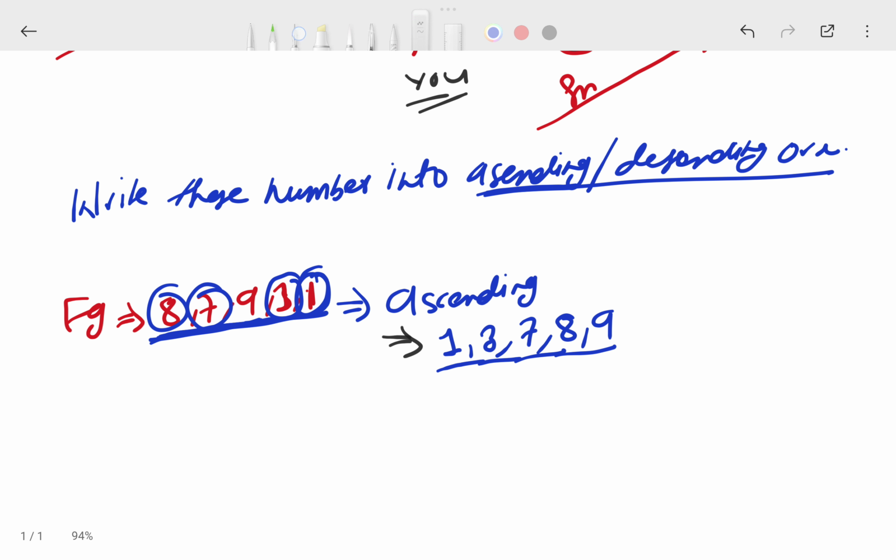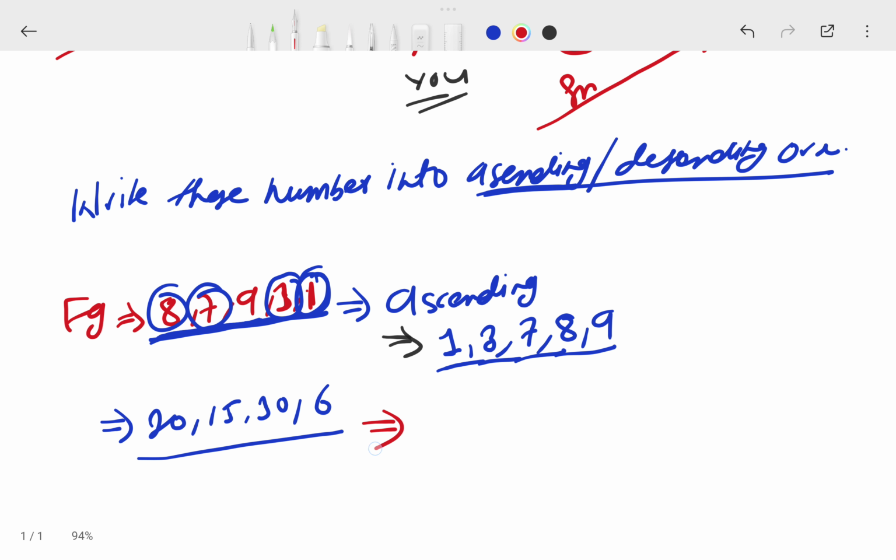Okay, let's take another example. Now I will take another example: 20 is given, 15 is given, 30 is given, and 6 is given. Generally this question only till here. So now I'm telling you, write this into ascending. How are you going to write this into ascending?